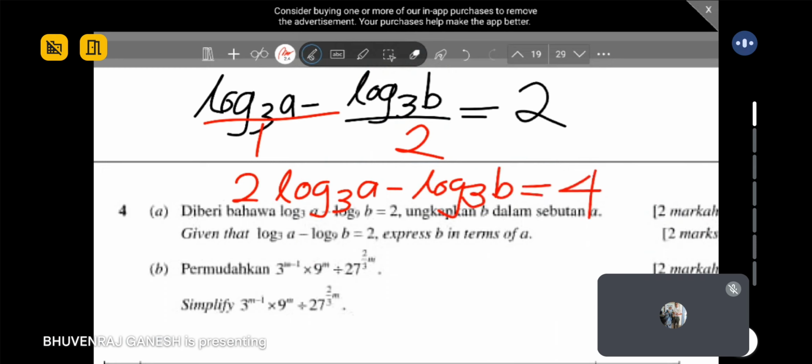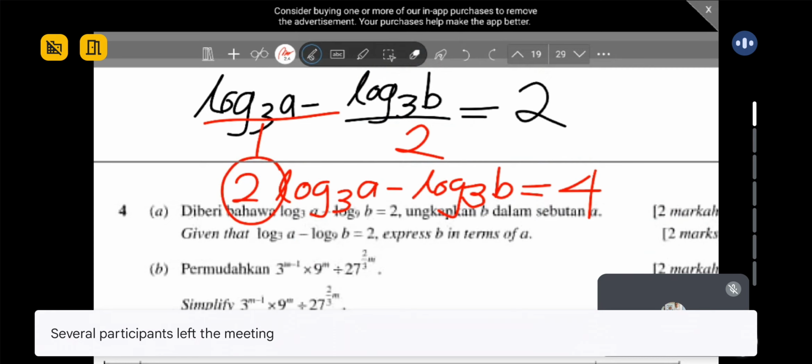Okay, the 2 I bring to the other side. 2 times 2, okay, that's why I have 4 on the right hand side. Alright? Okay, so now, these 2 guys, what can I do? 2 at the front, what can I do?